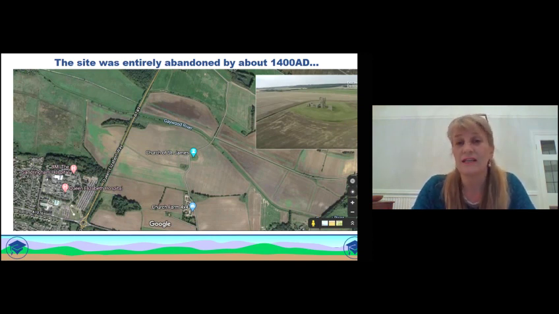And in fact, the entire site was abandoned by about 1400 AD. None of the pottery is any later than 13th century, and this is what the site looks like today. You can see the little blue balloon over the Church of St James. There's absolutely nothing anywhere around it at all, apart from King's Lynn city off to the west.